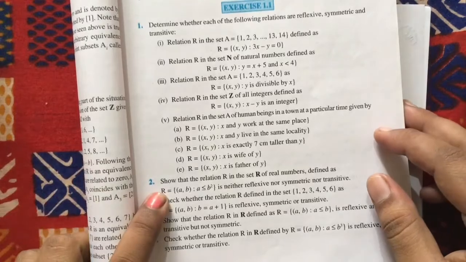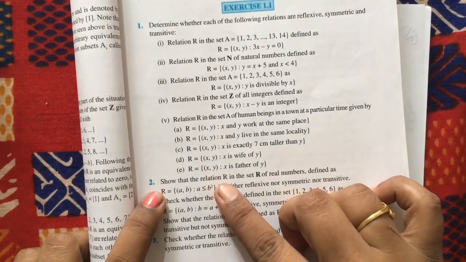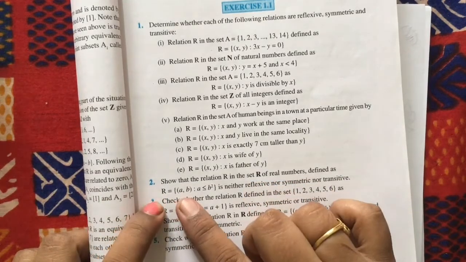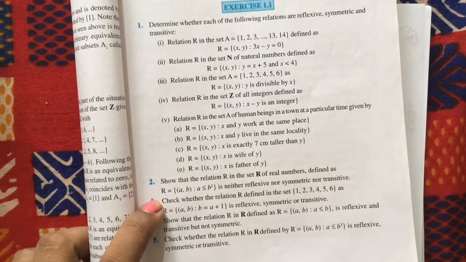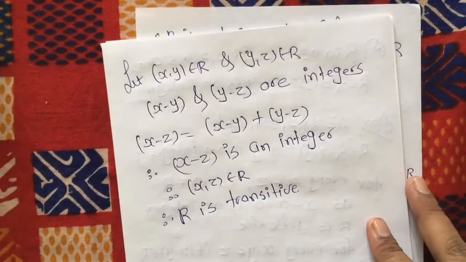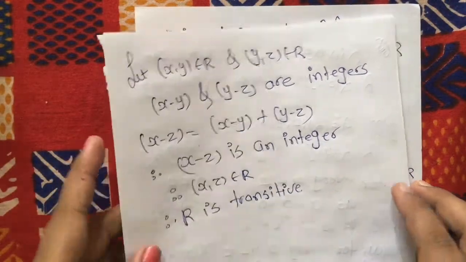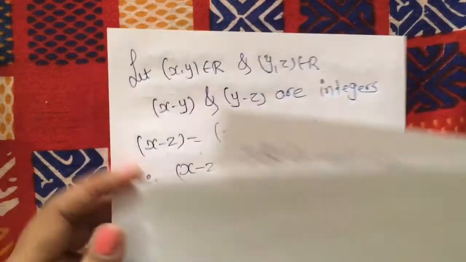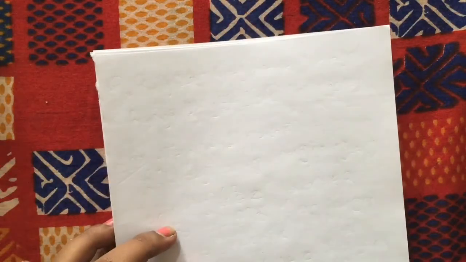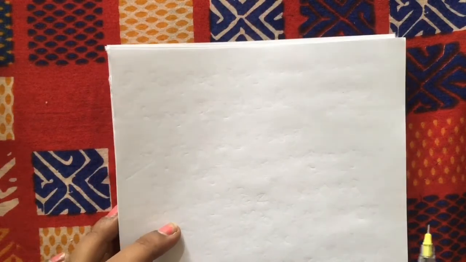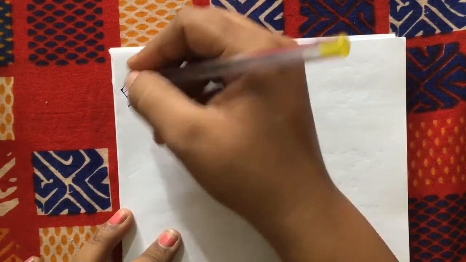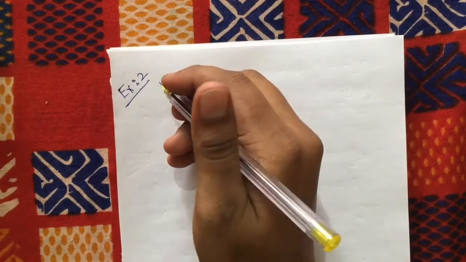So let's just move on to example number 2: show that the relation R in the set of real numbers, defined as R = {(a, b) : a ≤ b²}, is neither reflexive nor symmetric nor transitive. Okay, so we have to prove that they are not following all the properties. So let's just start with taking some examples. देखो हमें उसको प्रूव करना है दैट दे आर नॉट सिमेट्रिक नॉट ट्रांजिटिव नॉट रिफ्लेक्सिव. तो हम उसके लिए क्या करेंगे, वी आर टेकिंग डिफरेंट एग्जाम्पल्स टू प्रूव दैट दे आर नॉट रिफ्लेक्सिव. ओके, so let's just start here.